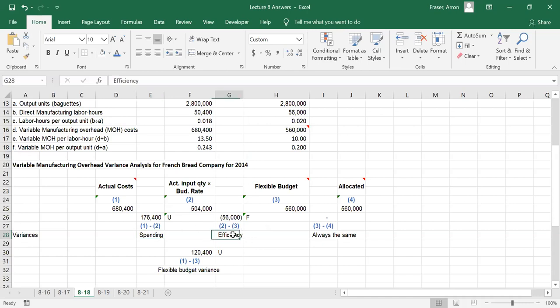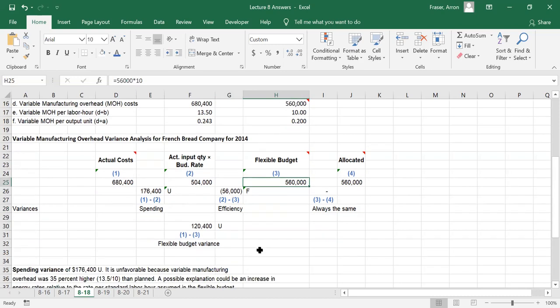To look at the efficiency variance now, the actual quantity times the budgeted rate was 504,000, and the flexible budget, or what we would have expected to spend according to our internal standards based on the output, was 560,000. So the flexible budget would have been more, so we would have had a favorable efficiency variance of 56,000.